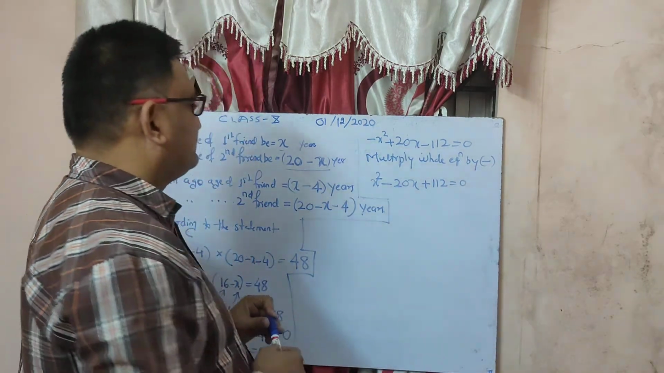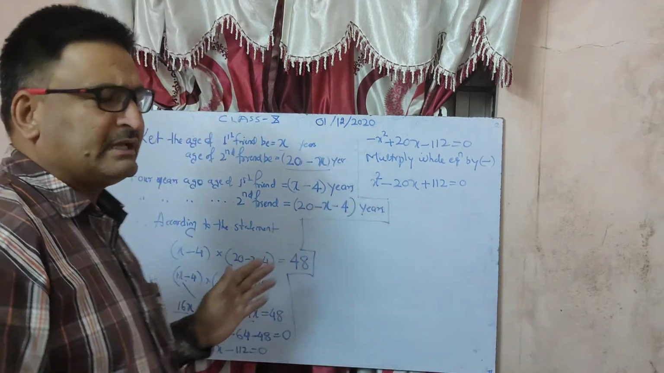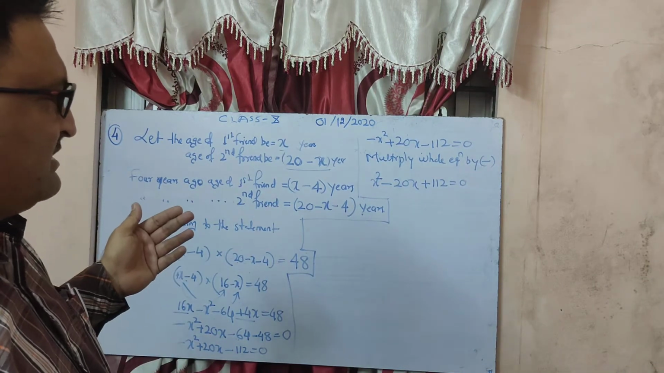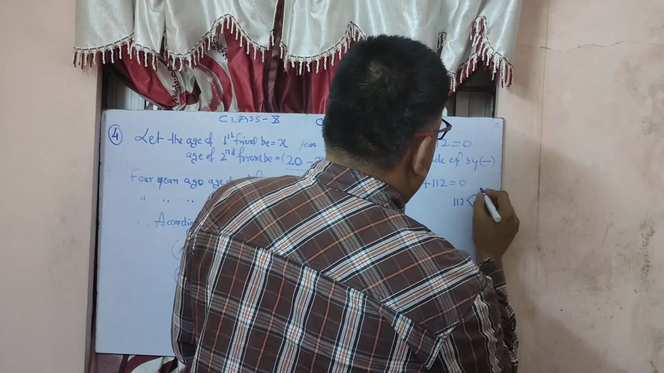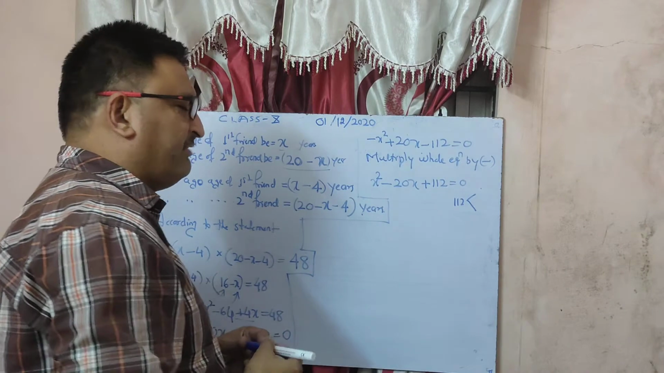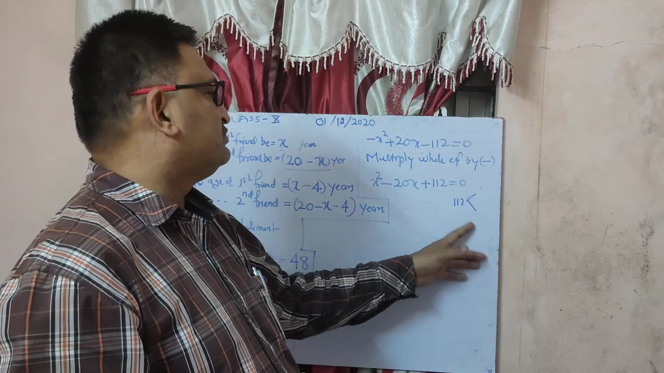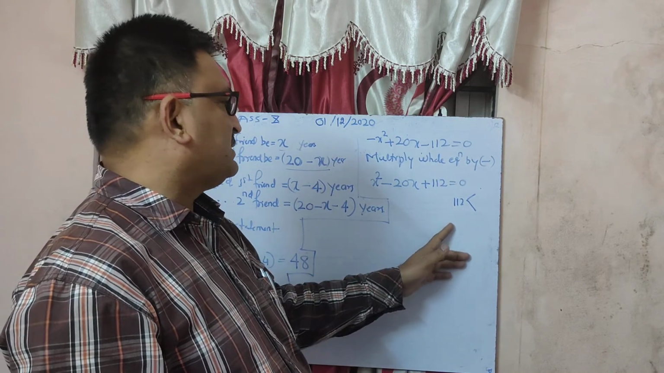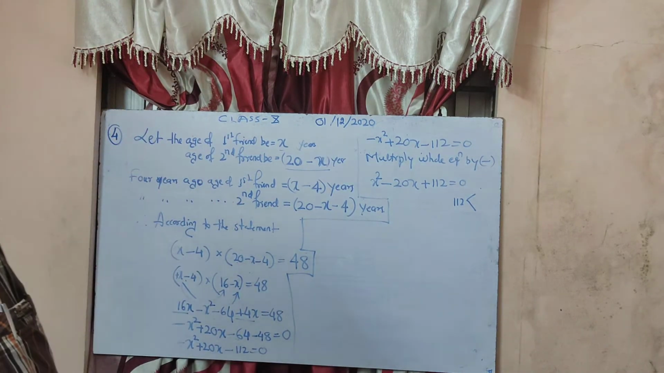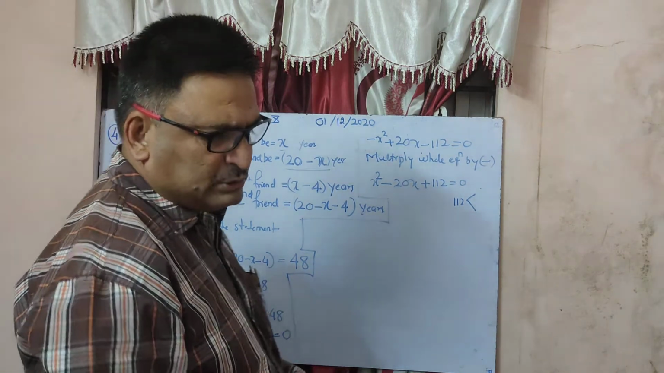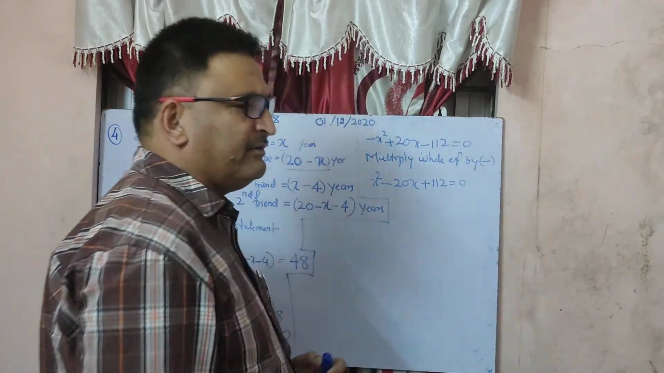So now you got a quadratic equation. Now let us try. What are the factors of 112? If you can find two factors of 112 such that, multiplied, you get plus 112, and added, you get minus 20. Now this is not possible through the splitting of the middle term.